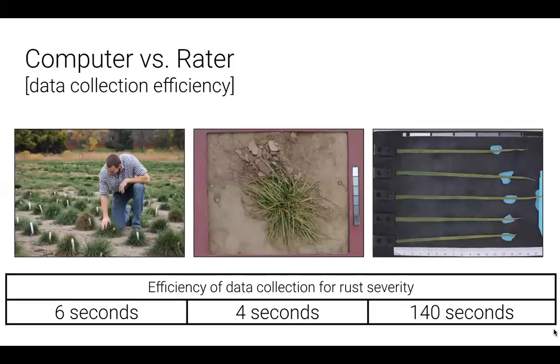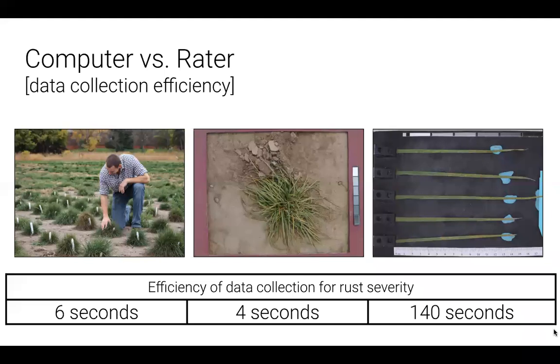If we look at whether we can deploy this system in the field, I wanted to look at data collection efficiency. And what I found was that it took me on average 6 seconds to rate a plant for crown or stem rust. An image took about 4 seconds.